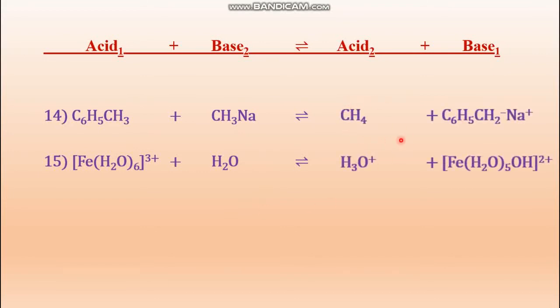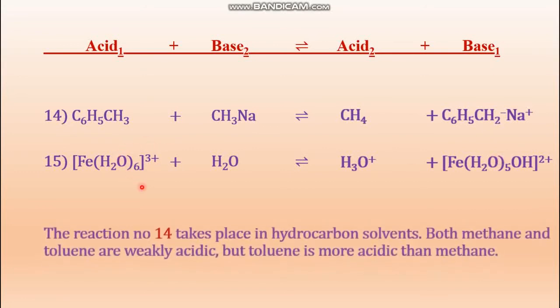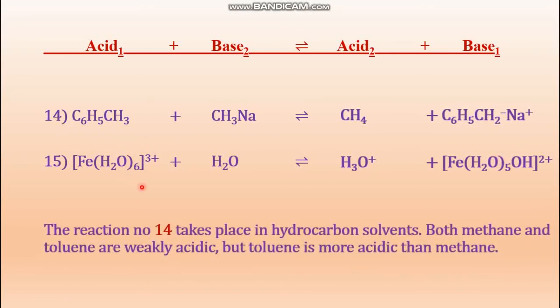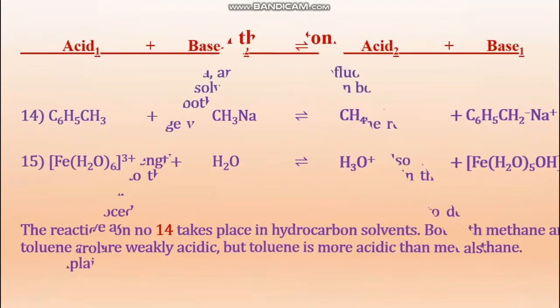It's producing methane gas with C6H5CH2 negative and Na positive, and this hexaaquairon(III) ion produces this species where 1 OH minus ion gets into the ring and 1 positive charge is reduced. So this is the corresponding conjugate base of this species 1 acid. Okay, so reaction number 14 takes place in hydrocarbon solvents. Both methane and toluene are weakly acidic, but toluene is more acidic than methane.